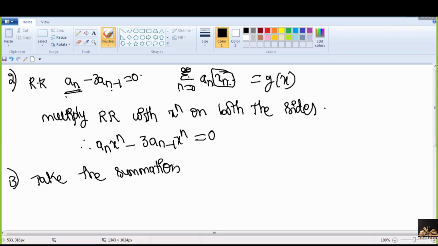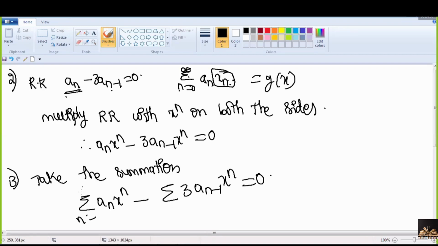can you tell me what is the limit? Here I am applying the summation. I am not writing the limits. You have to tell me what is the limit. 3a_(n-1) x^n is equal to 0. Now you need to write the limits. Anyway, the upper limit will be infinity only. Tell me what is the lower limit. Can anyone tell me what is the lower limit?